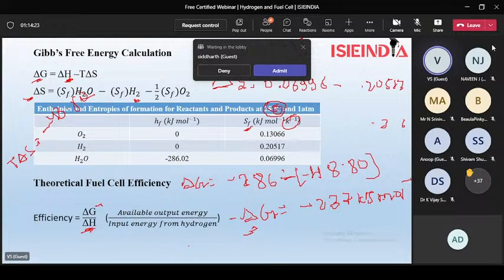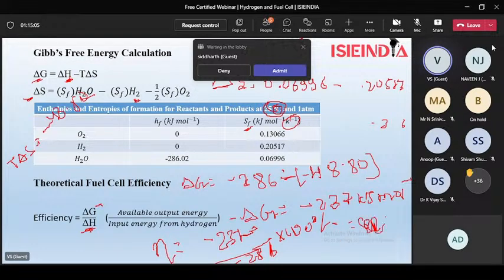So from here we can calculate the value of efficiency. The efficiency will be minus 237 upon minus 286. So from this we can calculate the efficiency, and it will be near about 82%. So from the theoretical calculation, it is near about 82%.